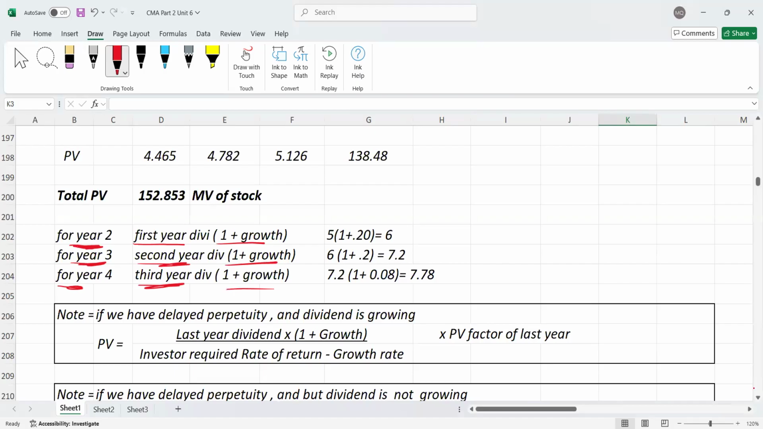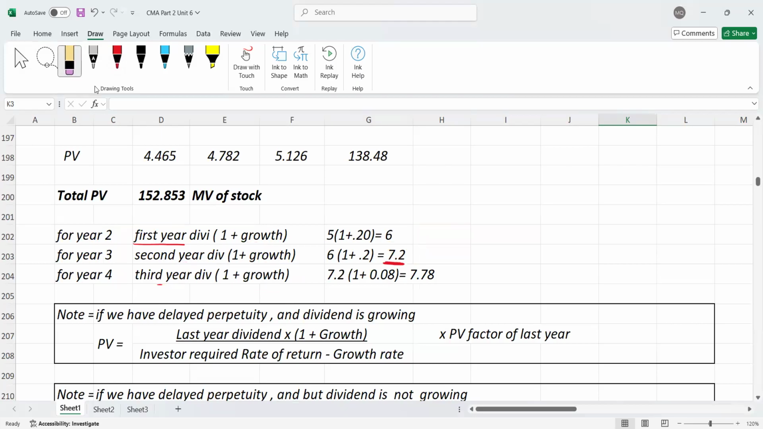So this is for year 2. I have just explained the formula. Maybe here the numbers are written a bit off. So you have to calculate for year 2 a dividend of 6 and for year 3 a dividend of 7.2. And for year 4, I will take the third year dividend, which is 7.2, times 1 plus growth. So it will become 7.78. I'll show you this later. Just ignore the last line, because in the last line the growth rate is different.